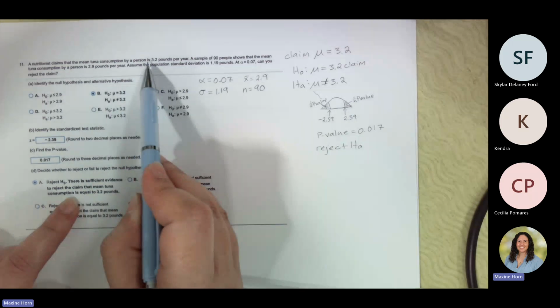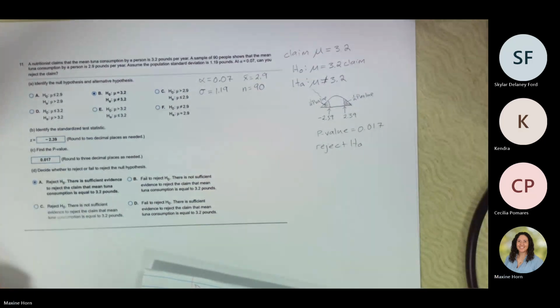And what was the claim? The claim was that the mean tuna consumption is 3.2 pounds at this level of significance. Okay.